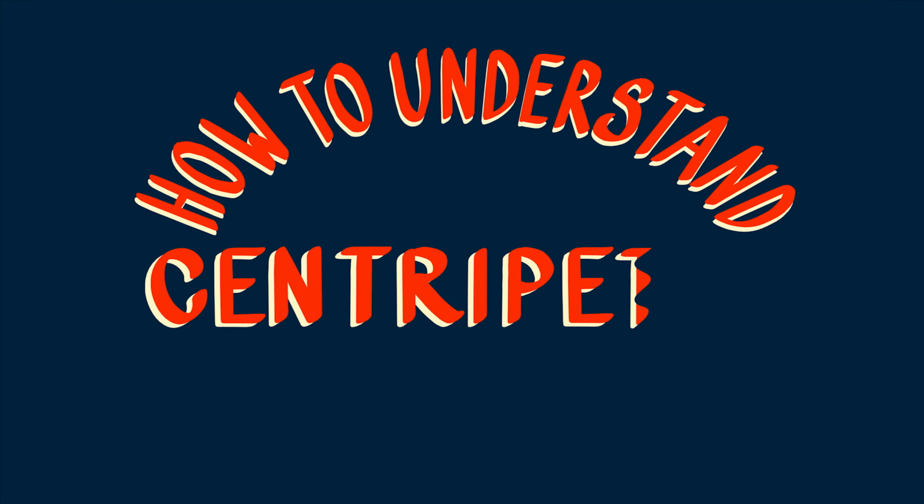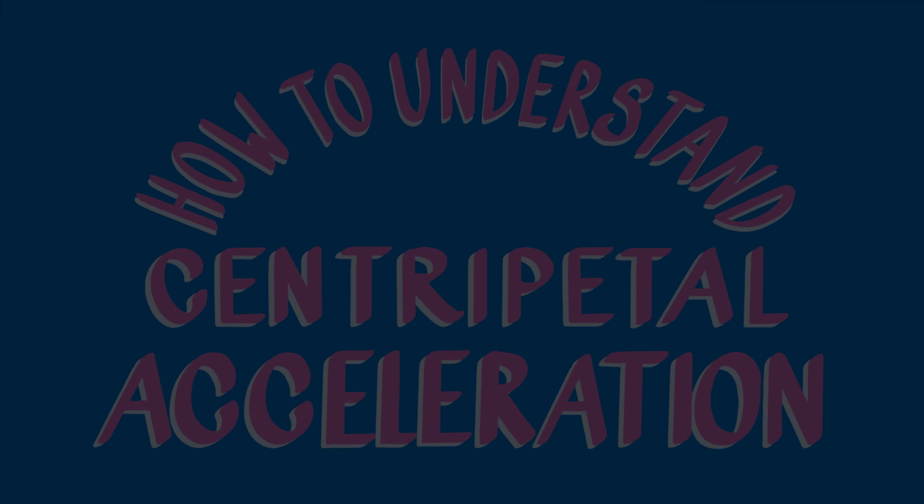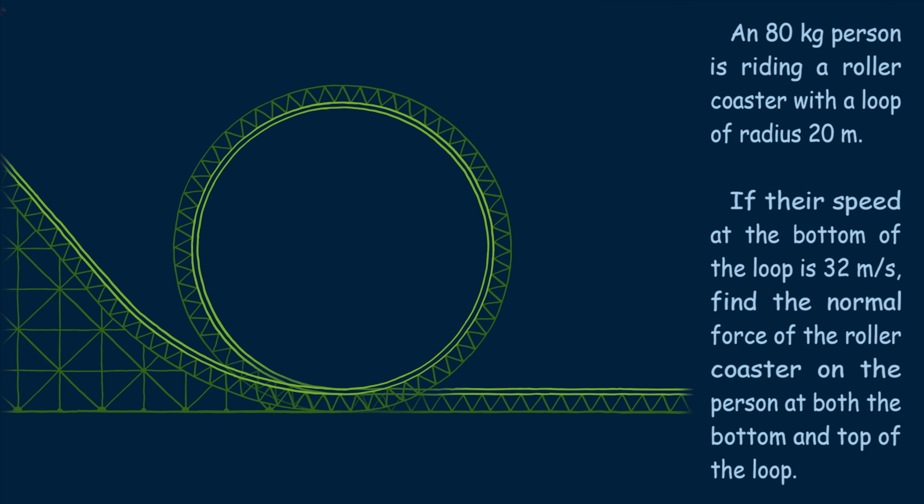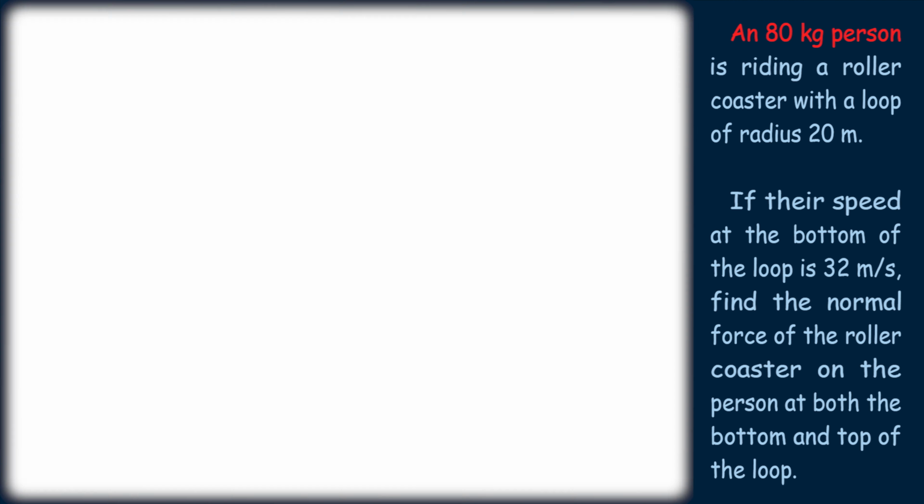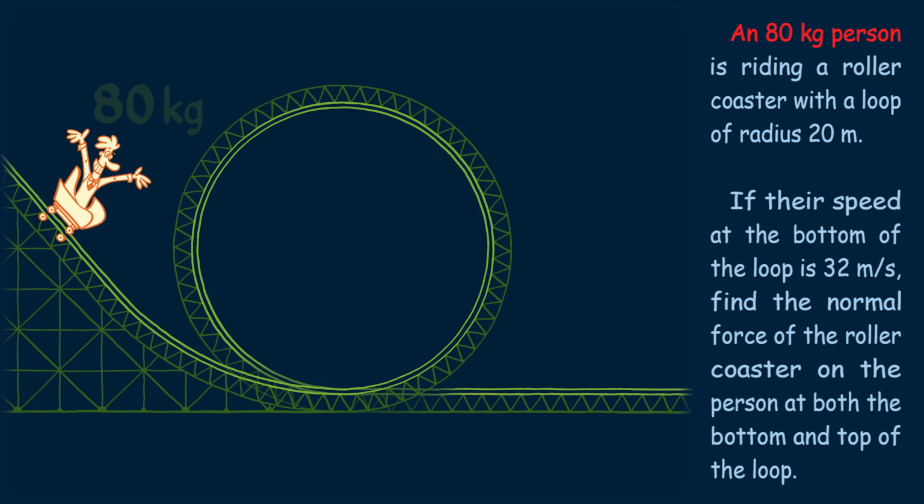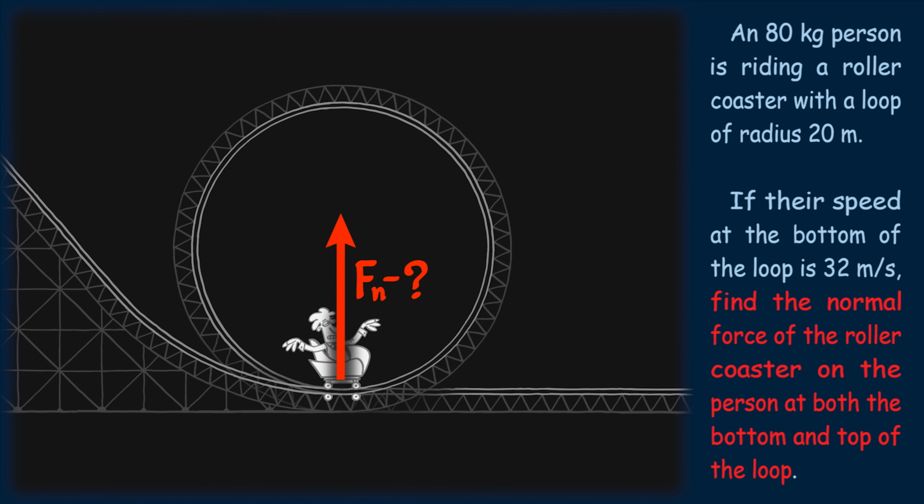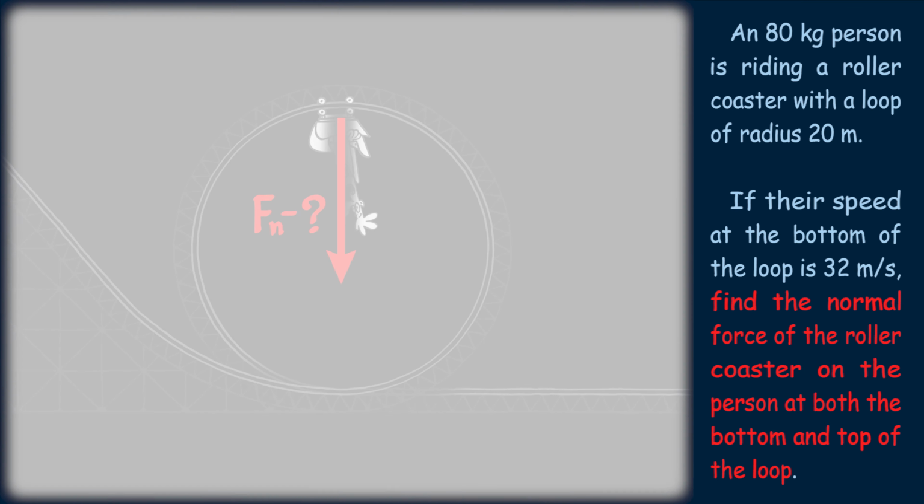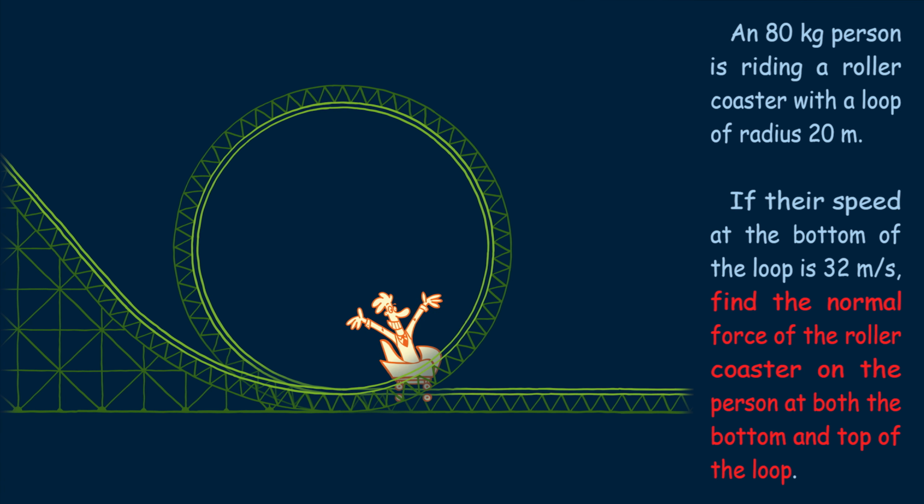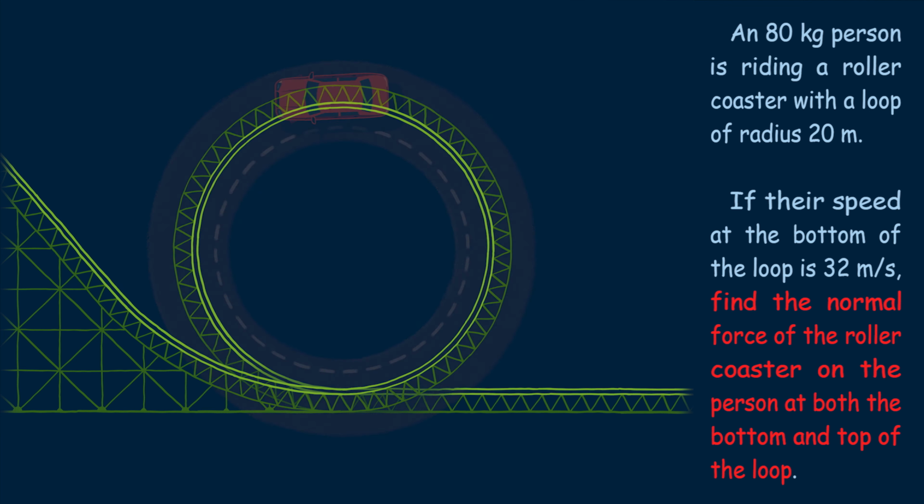Here's how to understand centripetal acceleration in physics. A lot of times you'll be given some sort of roller coaster problem, such as this one, where an 80-kilogram person is on a roller coaster traveling at 32 meters per second at the bottom of a 20-meter radius loop, and we're asked to determine the normal force on the person at both the bottom and the top of the loop. The first thing we need to learn when doing this type of problem is how centripetal acceleration works.